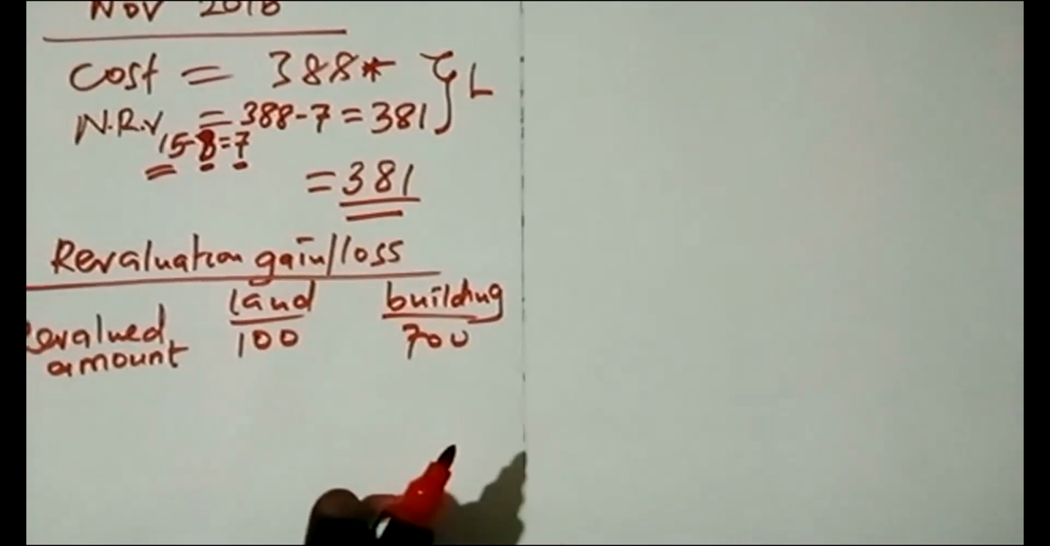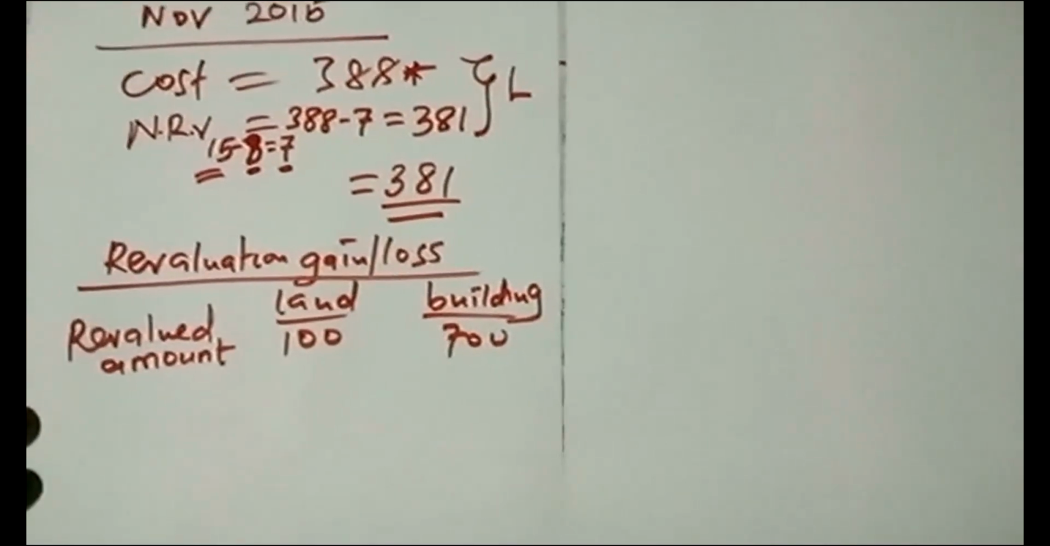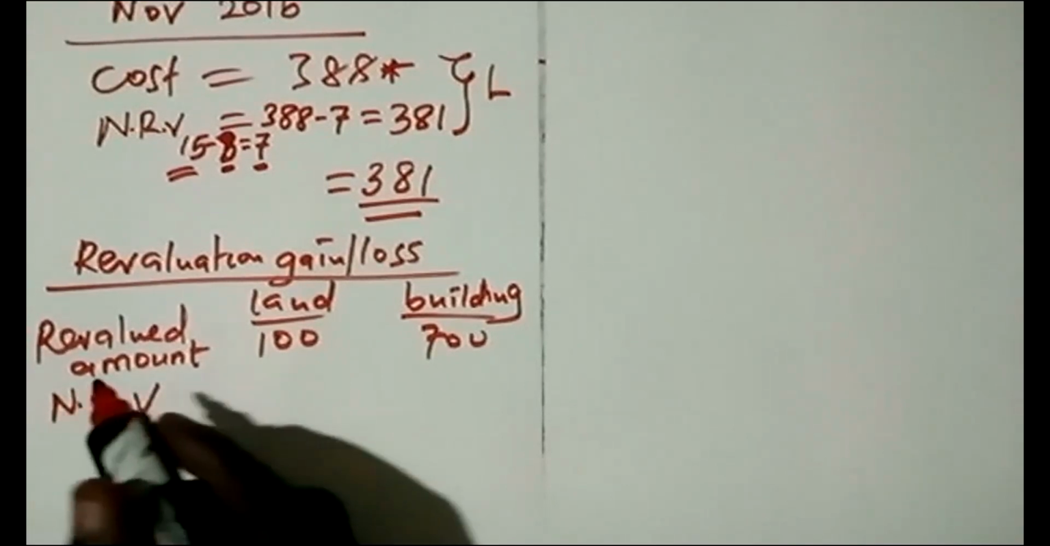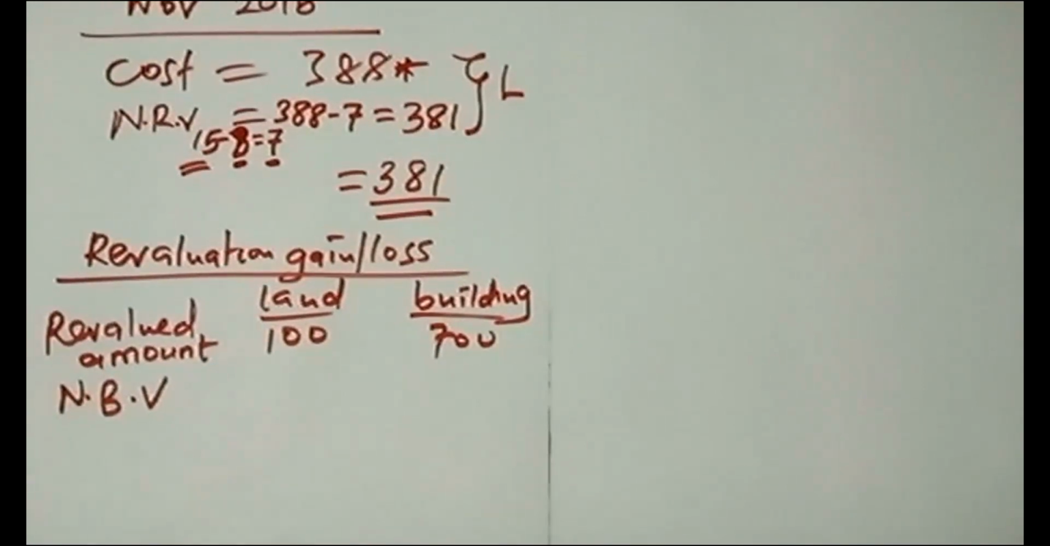So we have to compare with the net book value of the same assets, the land and building, so we can conclude whether there was a revaluation gain or loss. That net book value is the cost minus accumulated depreciation. But land is obviously stated at cost. So we have to check the net book value of those assets.